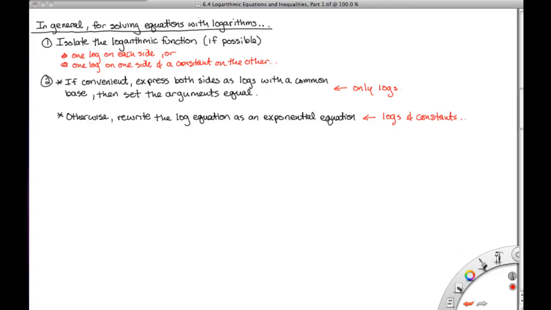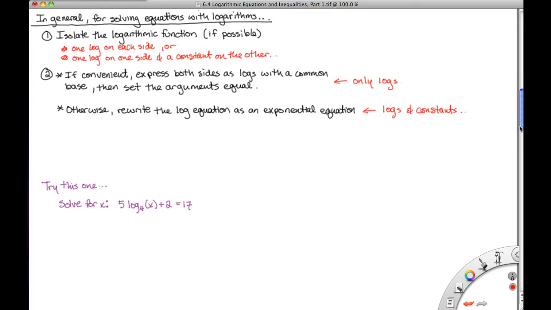Before we get to the next video, what I'd like you guys to try is this next one. Based on what we've done before, this should be pretty straightforward. Go ahead and solve this equation for x. We've got 5 log base 4 of x plus 2 is equal to 17, and I'll give you guys the answer in the next video.